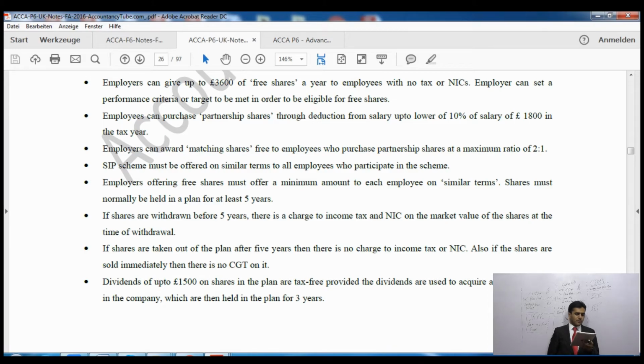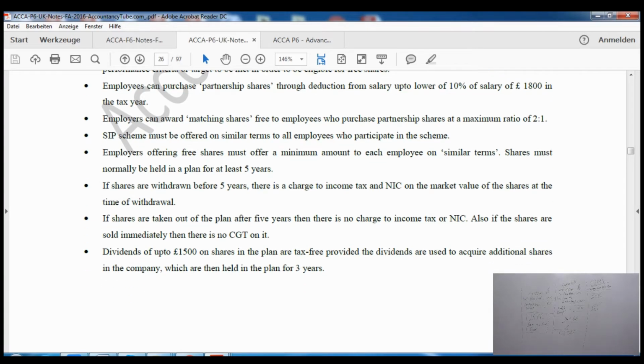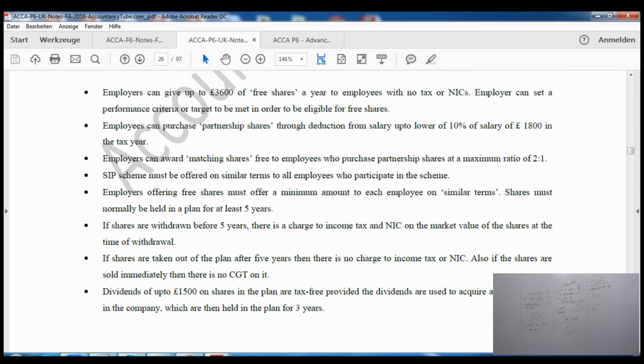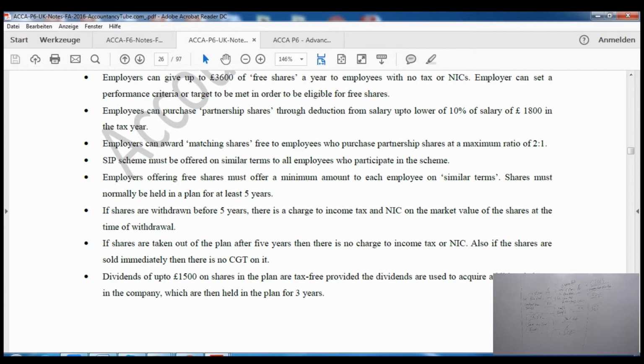Employee can set a performance criteria, or target to be met in order to be eligible for free shares. Now after having free shares, employees can purchase partnership shares. Now what are partnership shares? Partnership shares simply means the same thing. These are the same shares, but when you are buying with your own money, then these are called partnership shares.